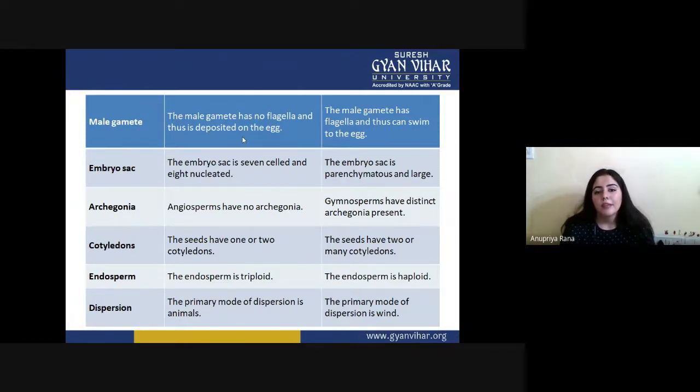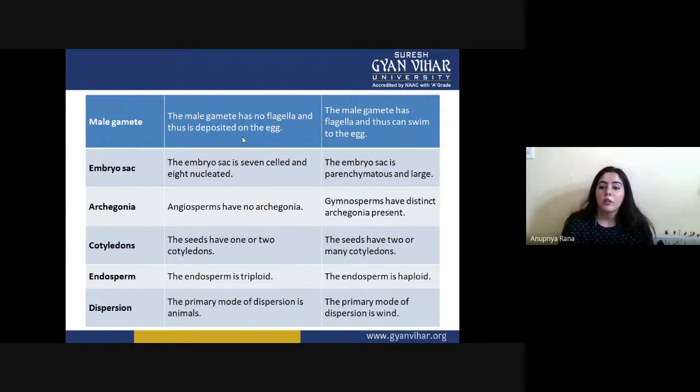Embryosac: in angiosperms, the embryosac is a seven-cell structure with eight nuclei. It is the normal embryosac structure, having seven cells but eight nuclei. The embryosac is parenchymatous and large. In the gymnosperm, the embryosac does not have a definite number of cells or nuclei inside.